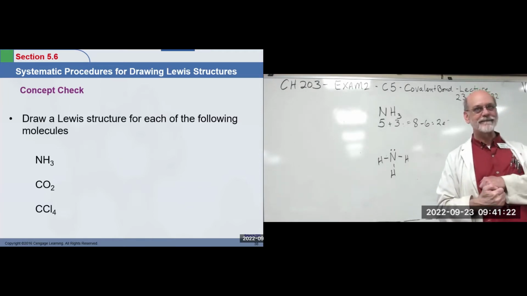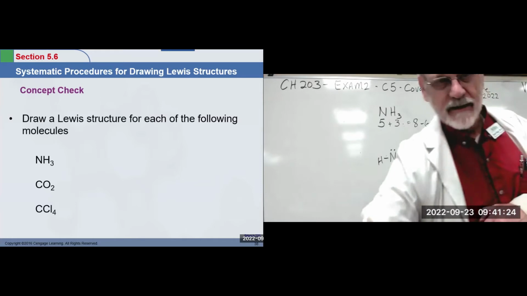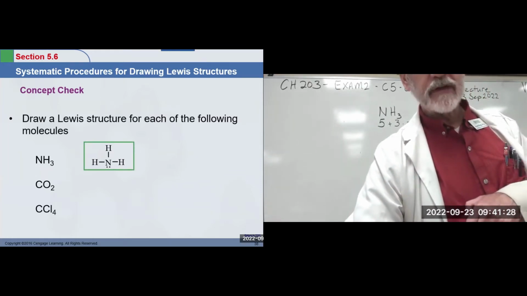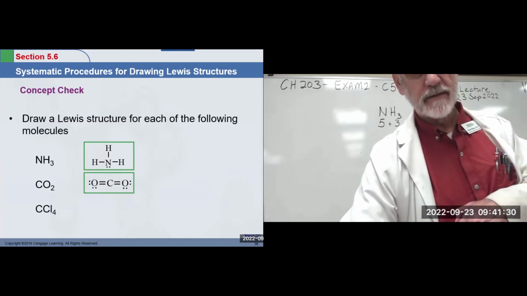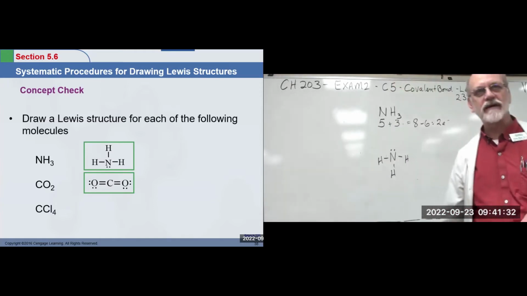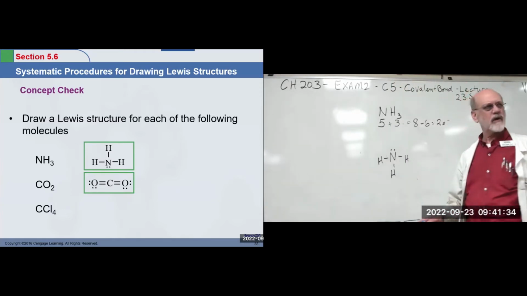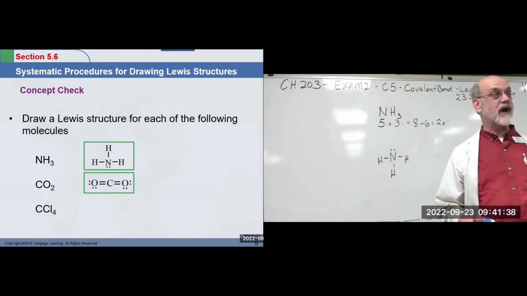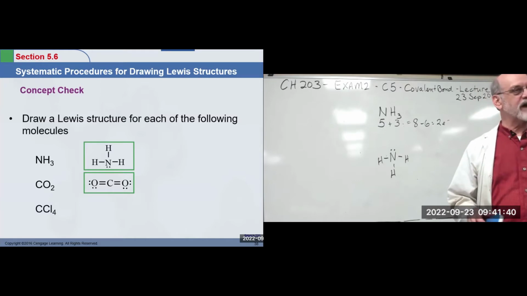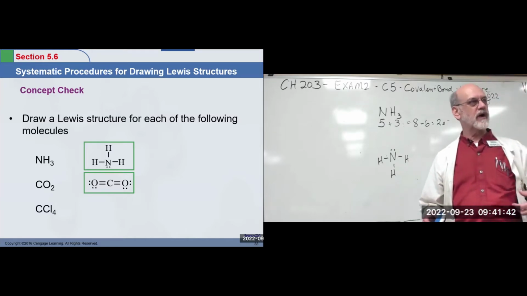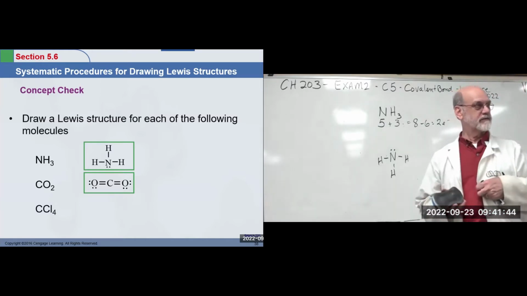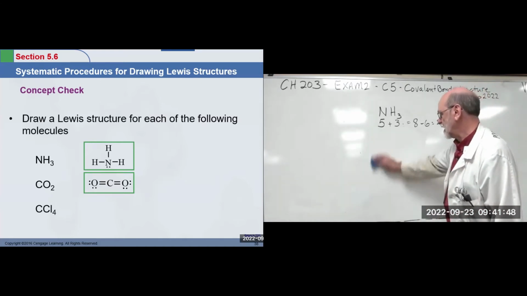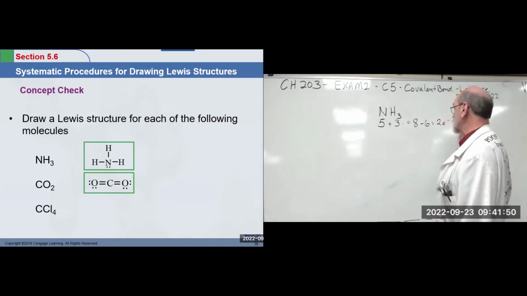Okay. Should be a picture. There we go. We did carbon dioxide already. Carbon tetrachloride. You ever heard of carbon tetrachloride? No. Used to be a dry cleaning fluid. All the dry cleaners used carbon tetrachloride to clean your clothes, your fine clothes. It's very effective and very cheap.